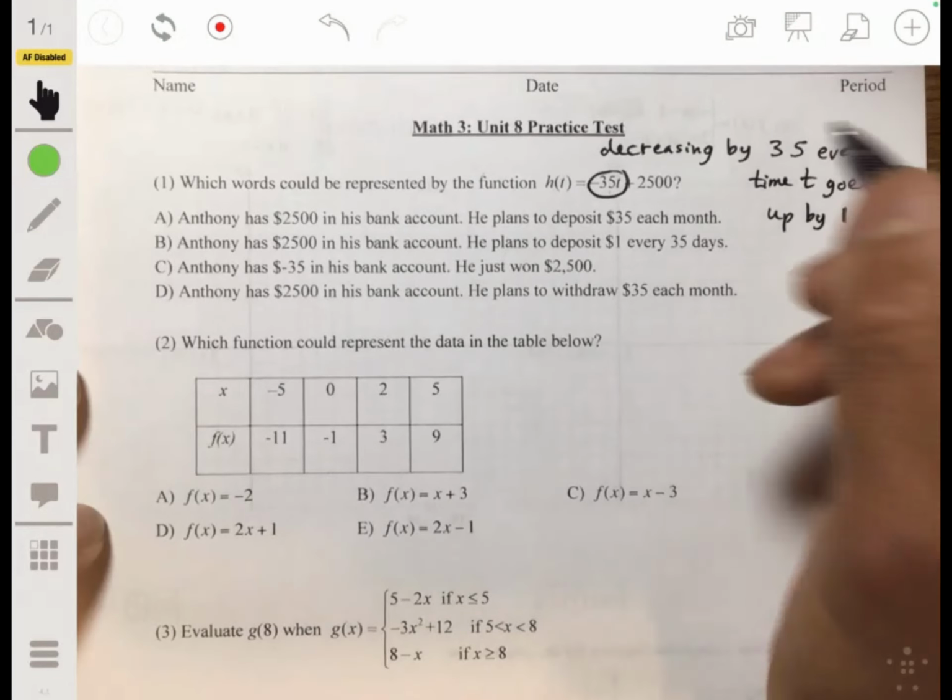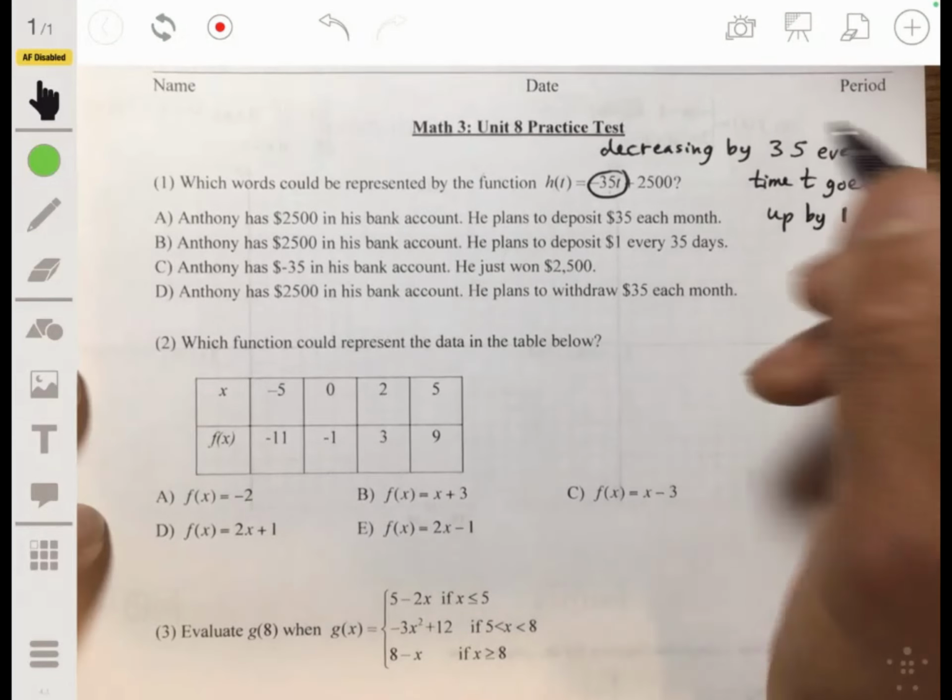And this 2,500, on a graph, is the y-intercept, but think of this as the starting value. In context of a problem, it's usually going to be the starting value of whatever you're talking about. Since we're talking about money here, this is basically saying he started with $2,500 and then he lost $35 every time t went up by 1. Maybe t is days, maybe it's months, maybe it's years, but let's see which of these makes sense.